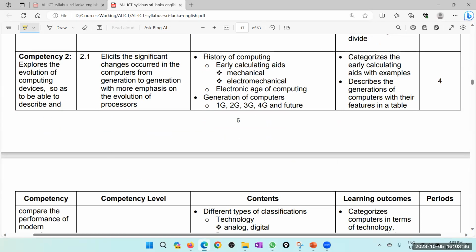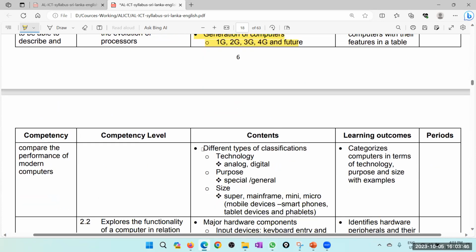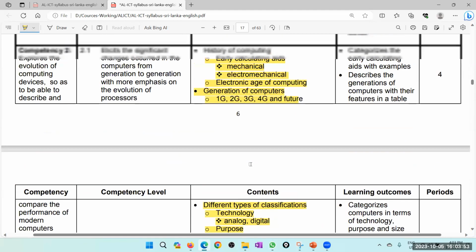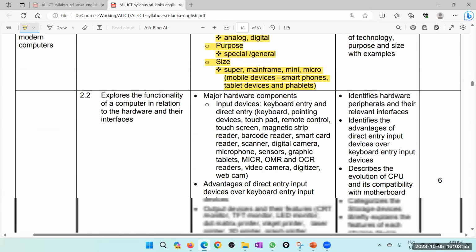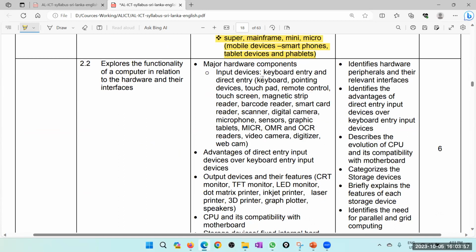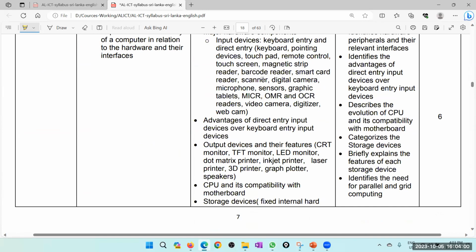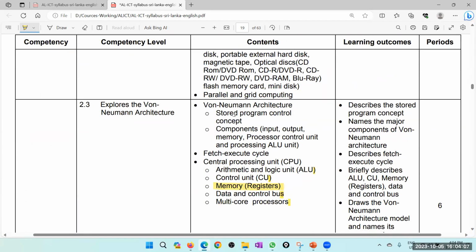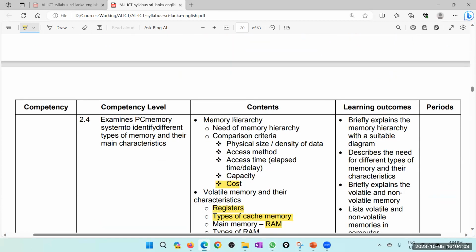Remember, we did the introduction to computer, so that we have already done. So today we are going to do these topics, history of computer and different classifications. So we are going to do up to this point today. Then once legal and ethical aspects are done, we have to continue with the computer architecture and different hardware parts of the computer, right? And so on.